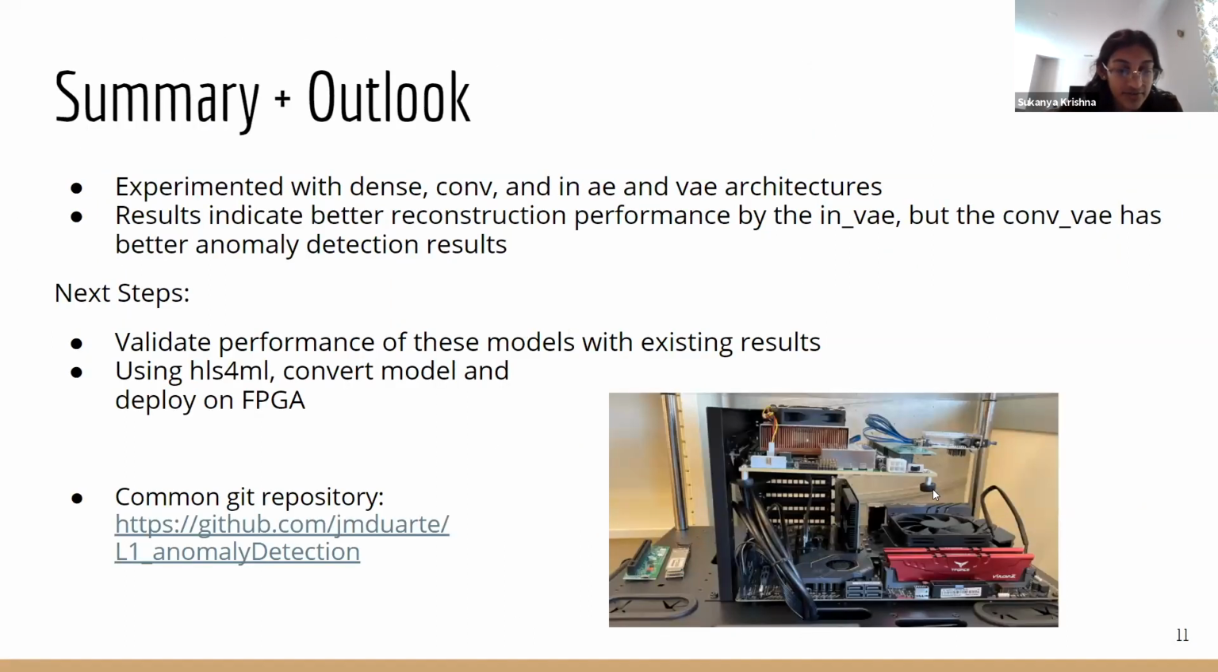So overall, as a general summary of the project, I have experimented with dense, convolutional and interaction network autoencoder and variational autoencoder architectures. The results indicate that there is better reconstruction performance by the IN VAE, but the convolutional VAE has better anomaly detection results. So for next steps, it is to validate the performance of these models with existing results and then investigate converting these models using HLS4ML to FPGA firmware.